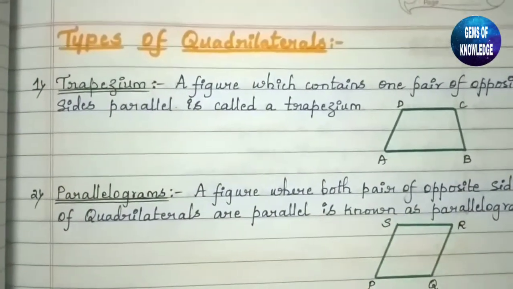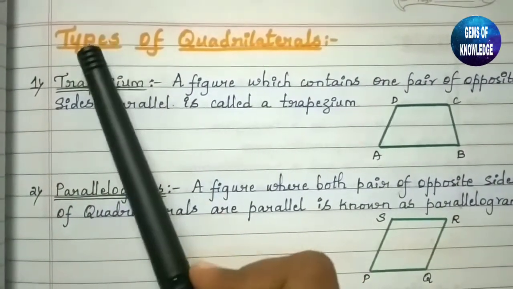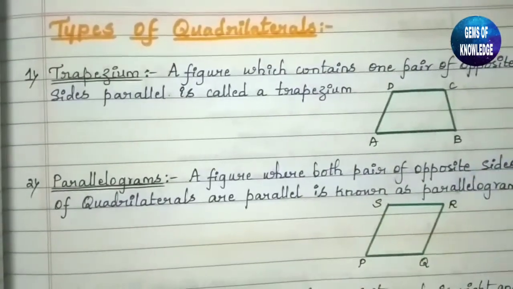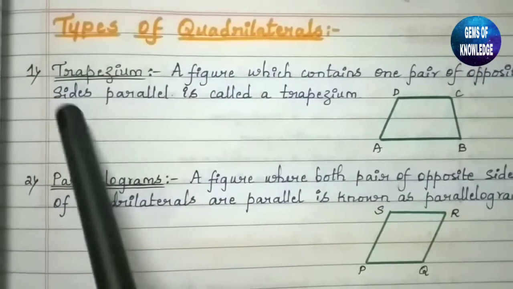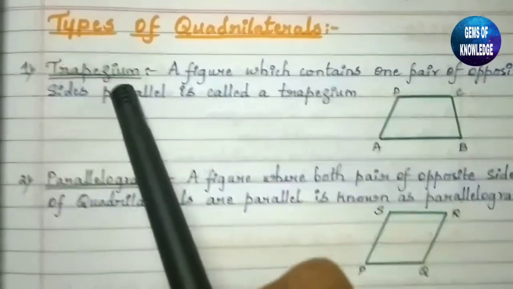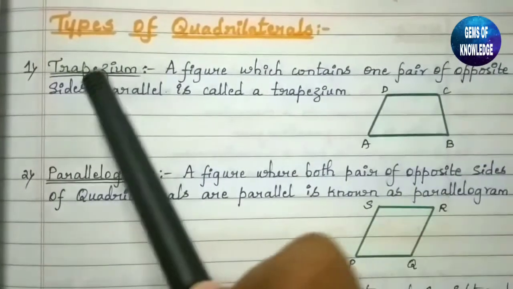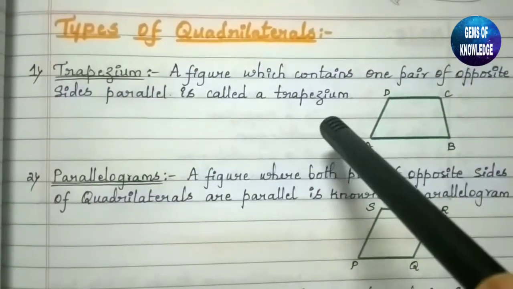Okay, so the next thing we need to study here is the types of quadrilaterals. There are 6 types of quadrilaterals. The first one is the trapezium. So what is a trapezium? A figure which contains one pair of opposite sides parallel is called a trapezium.